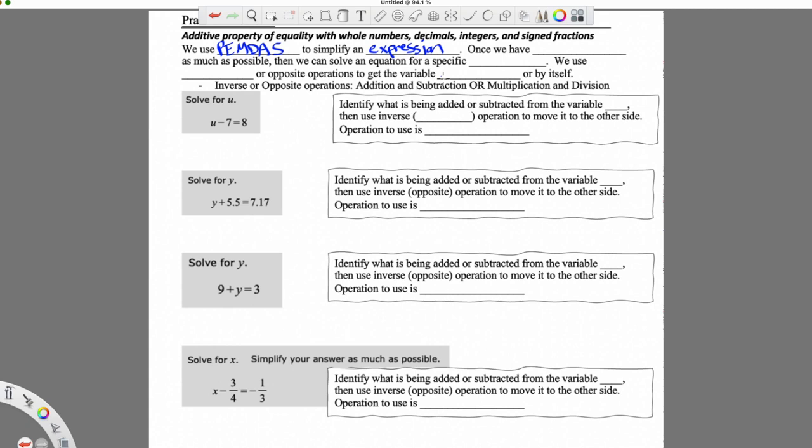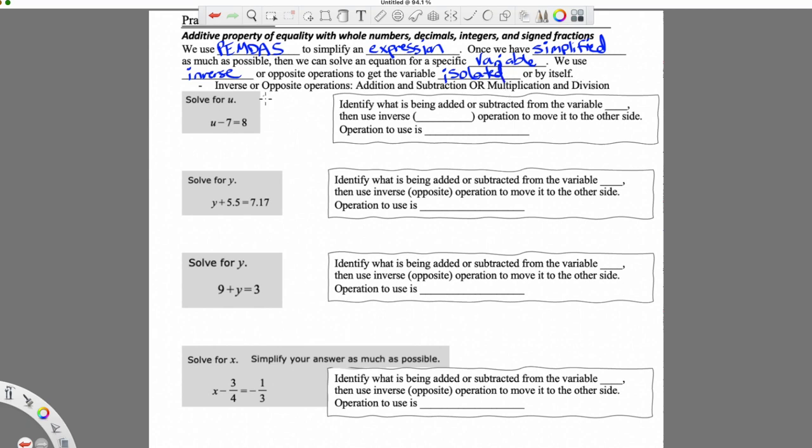These are all one step, so they really should already be simplified. Once we have simplified as much as possible, then we can solve an equation for a specific variable. So we use inverse or opposite operations to get the variable alone, or isolated, to one side of the equal sign. So we're trying to get it by itself.